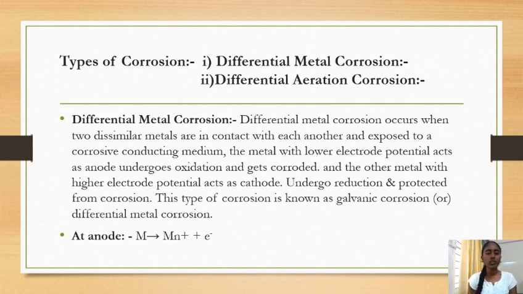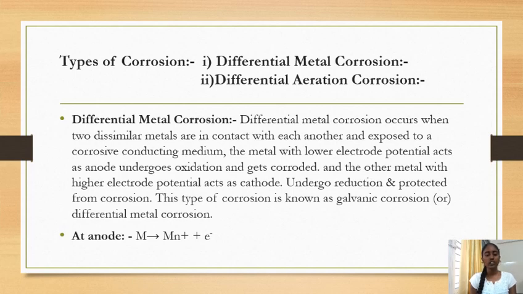First, let's discuss differential metal corrosion, which occurs when two dissimilar metals are in contact with each other and exposed to a corrosive conducting medium. The metal with lower electrode potential acts as anode and undergoes oxidation and gets corroded. The other metal with a higher electrode potential acts as cathode, which undergoes reduction and is protected from corrosion. This type of corrosion is also known as galvanic corrosion.